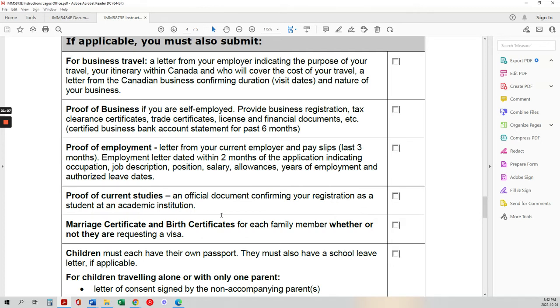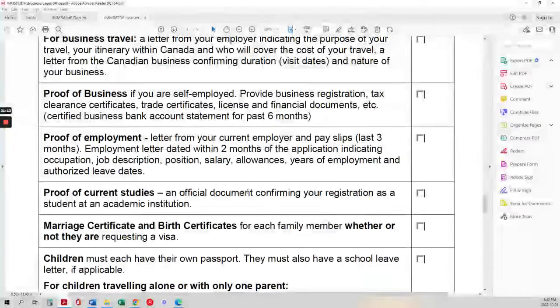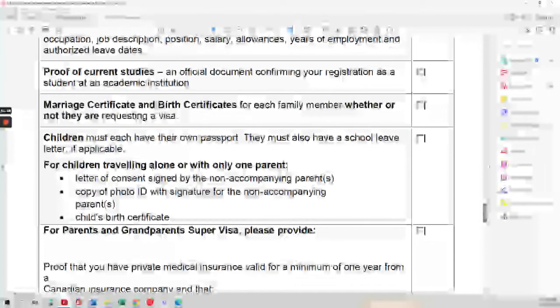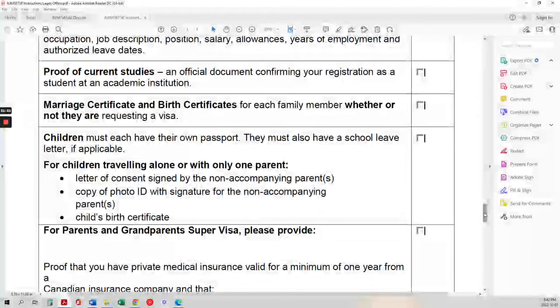Okay, now if you're traveling with children, they must have their own passport. They must also have a school leave letter, if applicable, if they are in school. You can go to the school, you can talk to them, whoever, secretary, whoever's in the office, and ask them to provide a letter on letterhead and signed.